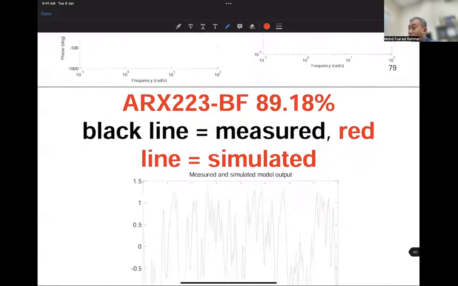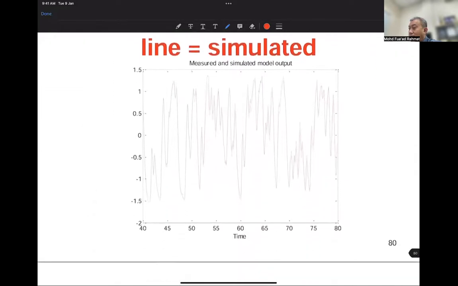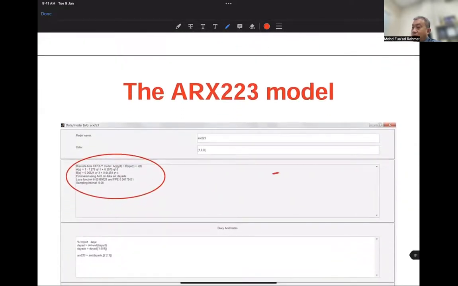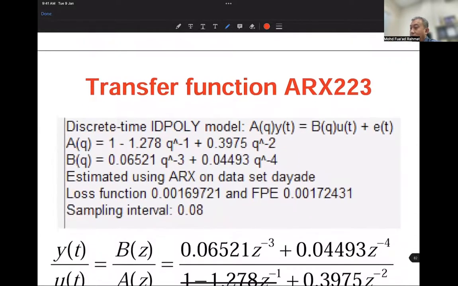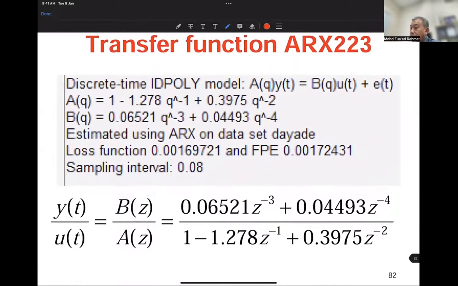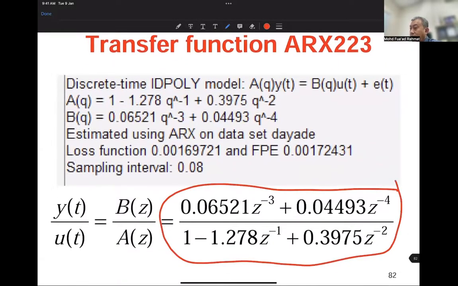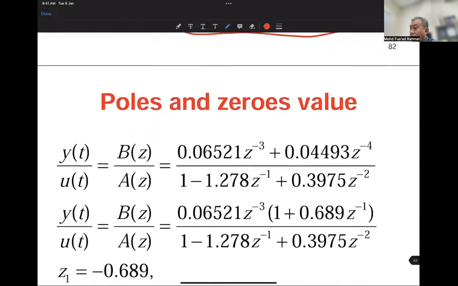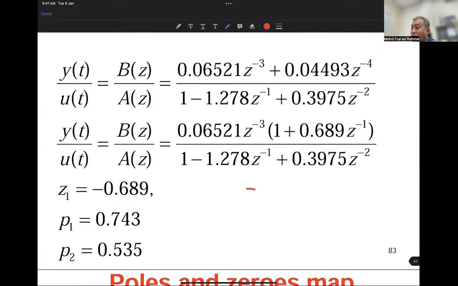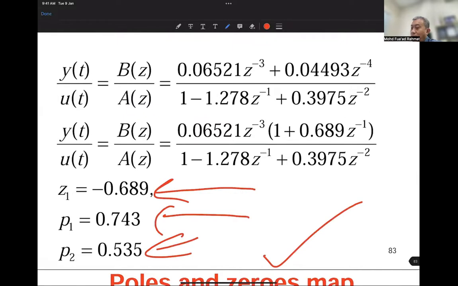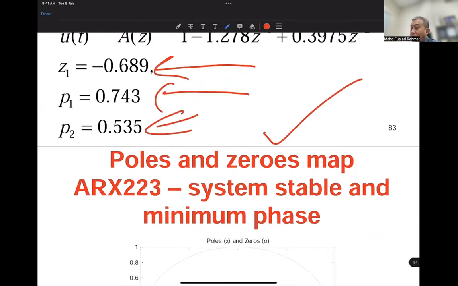And finally, we choose the 223, which gives you 89.18%. This is the ARX model 223, factorized. So you have one zero and two poles, which I think is the best model among 441 and 331, because it's simple. It shows the second order behavior.